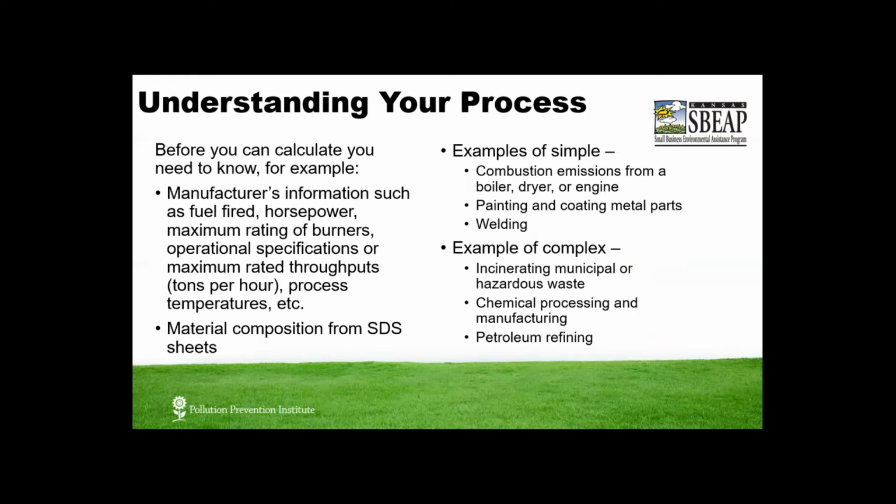Calculating PTE can be simple or very complex. Examples of simple calculations include calculating the combustion emissions from a boiler, dryer, or engine, or calculating VOC and HAP emissions from painting and coating of metal parts. Examples of complex calculations include calculating the emissions from incinerating municipal solid waste or chemical processing and manufacturing.